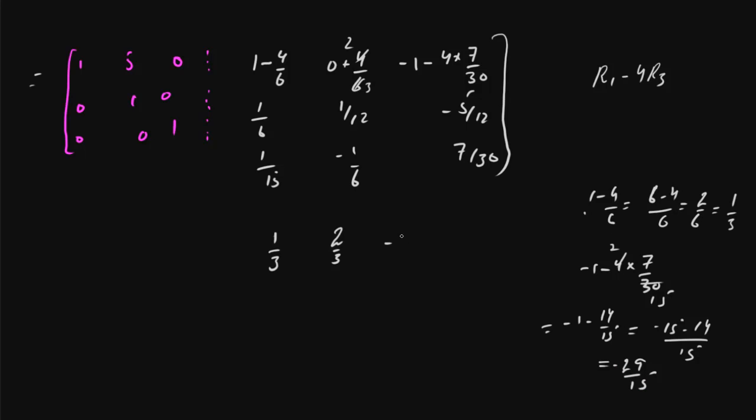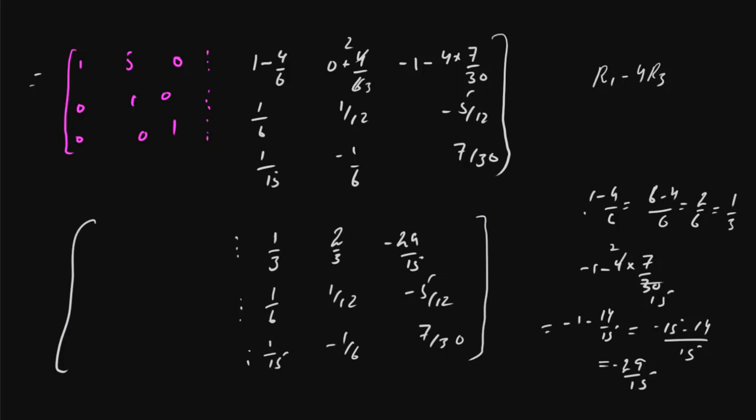Okay, minus 29 over 15, and here we will get 1 over 6, 1 over 12, and minus 5 over 12, and we will get 1 over 15 minus 1 over 6 and 7 over 30, and we have the value here. Let me write 1 5 0 0 1 0 and 0 0 1.